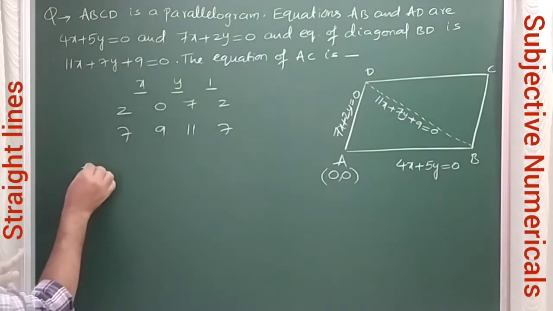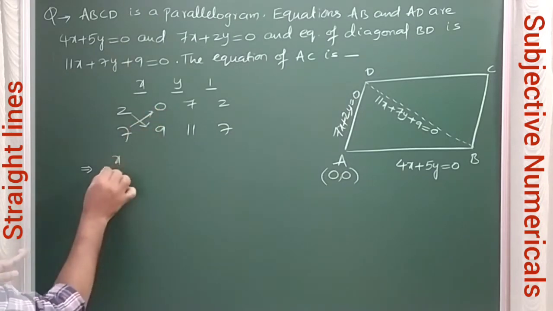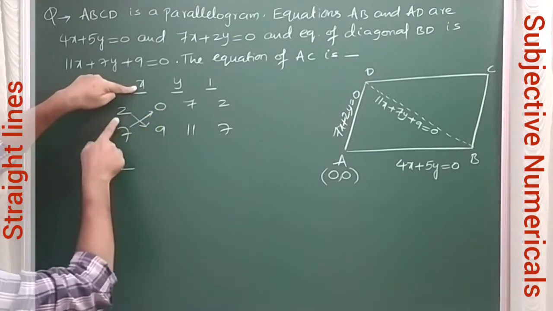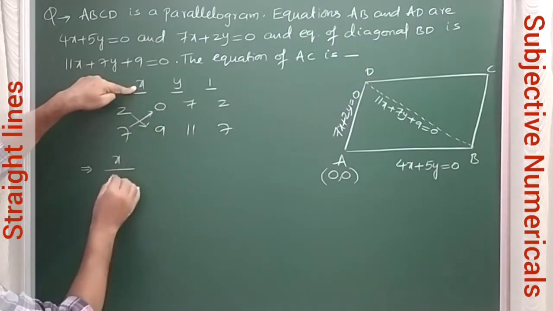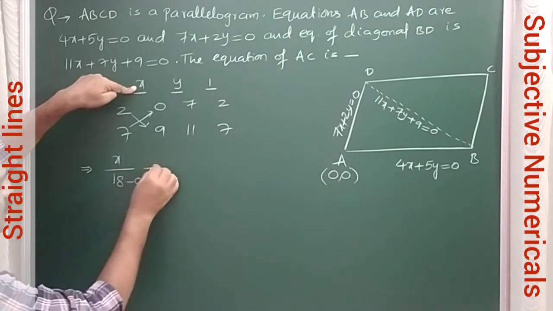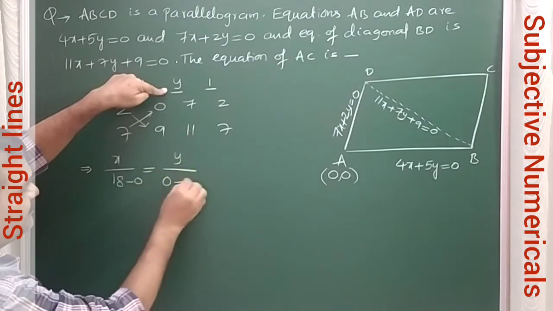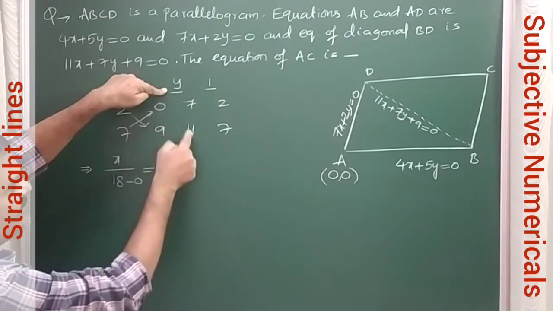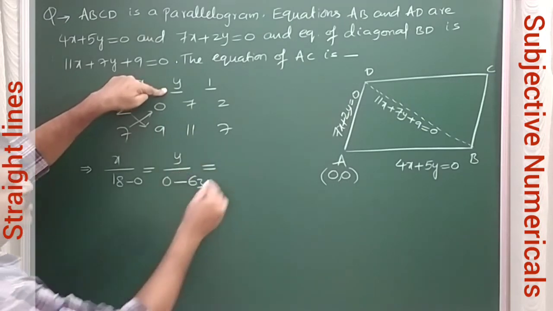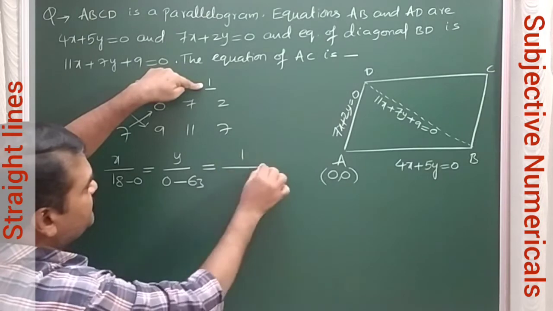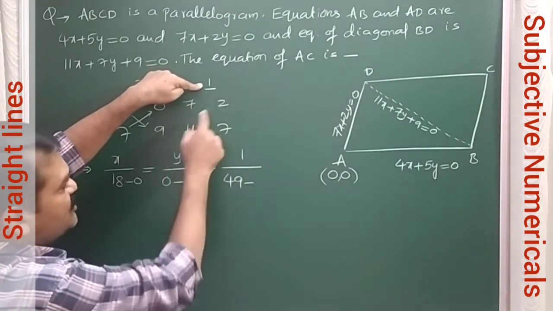Now, the crisscross method. We will write x by 18, the product of these two minus the product of these two. So 18 minus 0. Next, y by the product of these two minus the product of these two, that is equal to 1 by 49 minus 22.